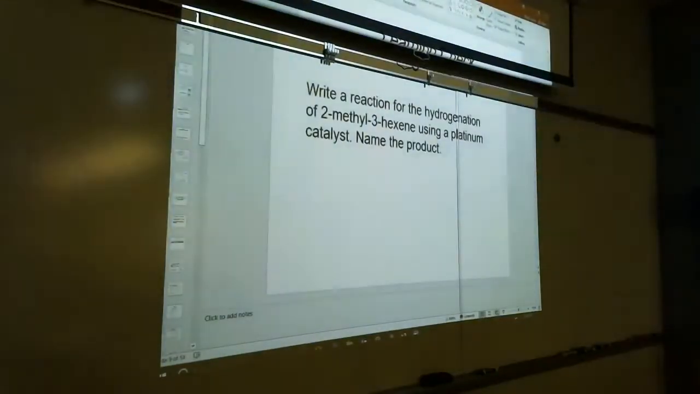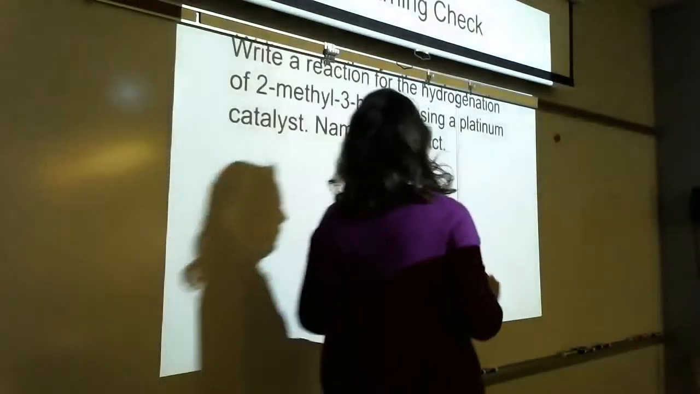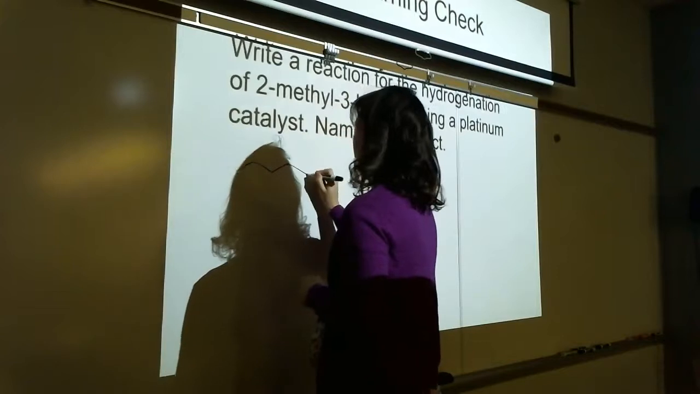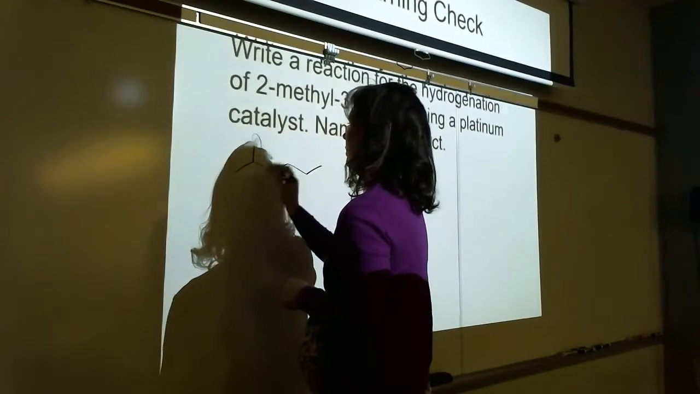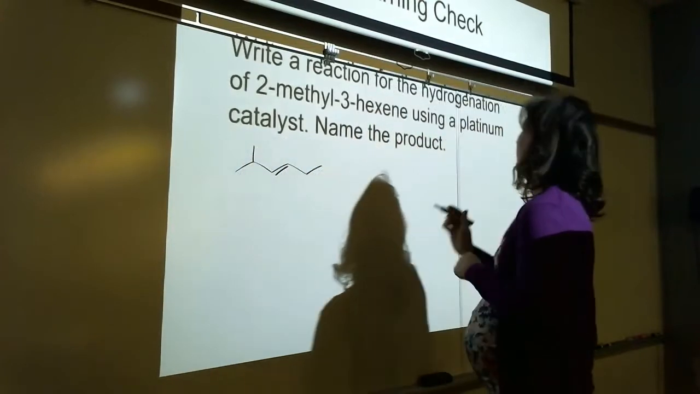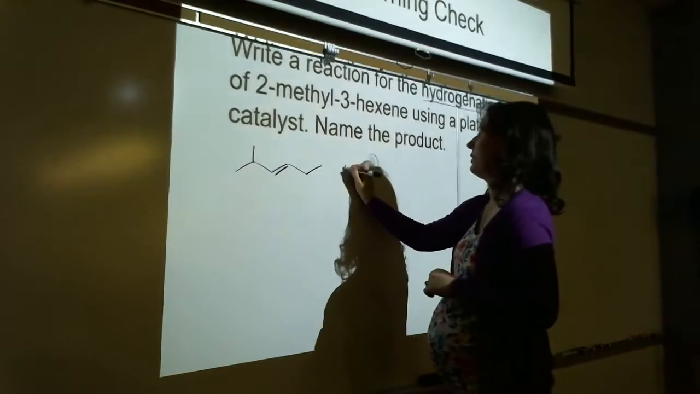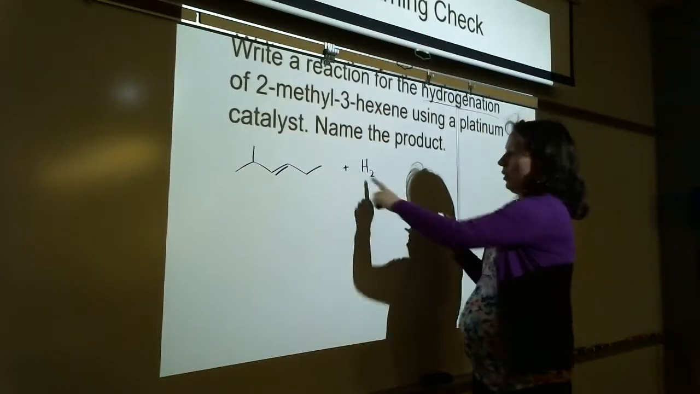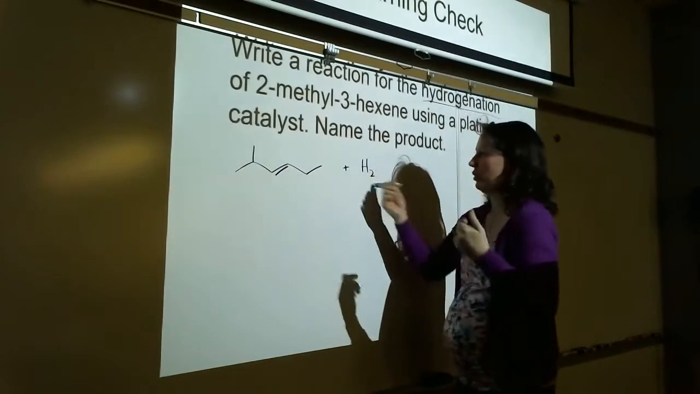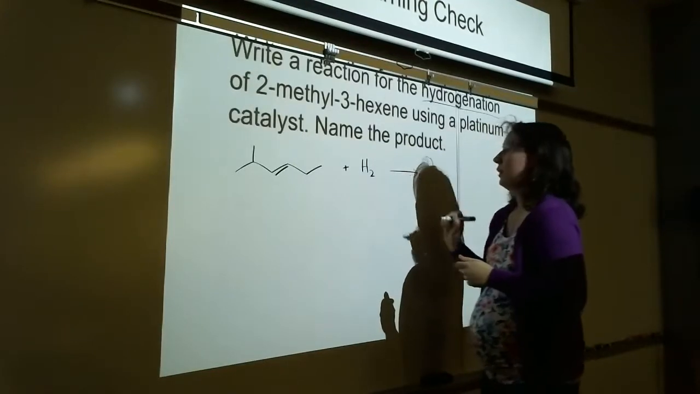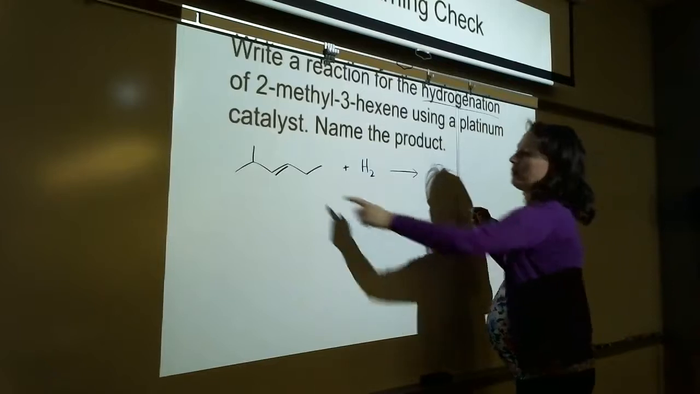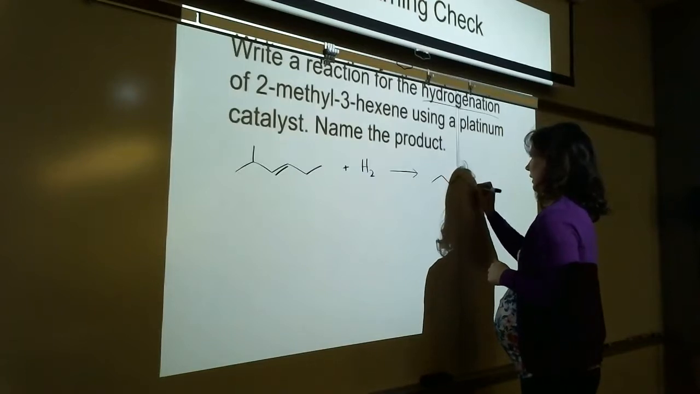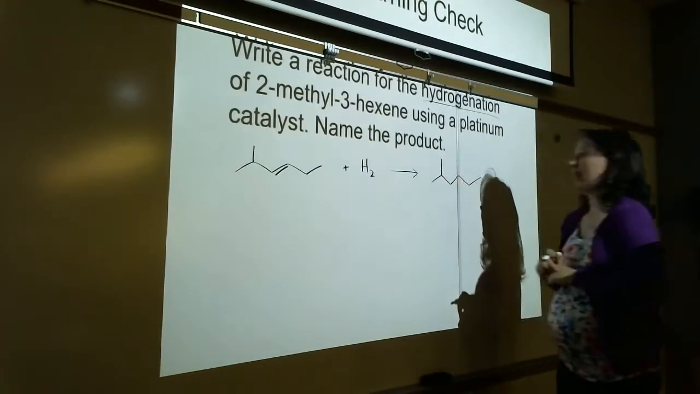All right, let's go over this one. So we've got 2-methyl-3-hexene. Let's begin with our reactant. 1, 2, 3, 4, 5, 6. 2-methyl-3-hexene, right? This is hydrogenation. So what are we adding to this? Right, H2. So what's going to happen? One hydrogen's going here, one hydrogen's going here. Does it matter which one goes in which spot? Nope. So what are we going to get? What happens to this double bond? One, two, three, four, five, six. So what's the name of our product?